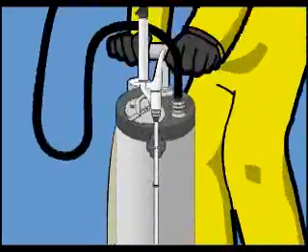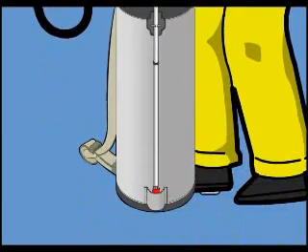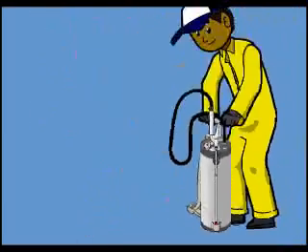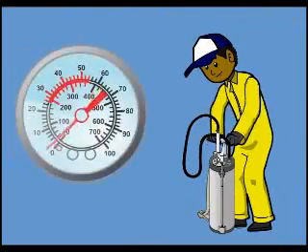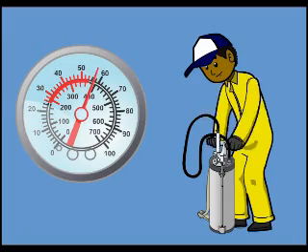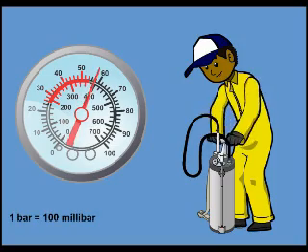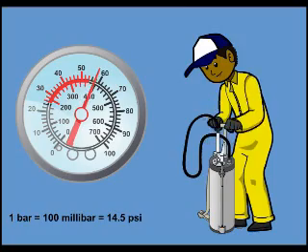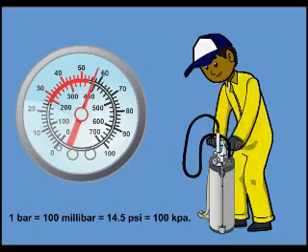Operate the pump using both hands and with foot on the footrest. Pump until the tank pressure is 4 bar, 58 pounds per square inch. Every full stroke gives about 1 pound per square inch. Note, 1 bar equals 100 millibar equals 14.5 pounds per square inch equals 100 kilopascals.